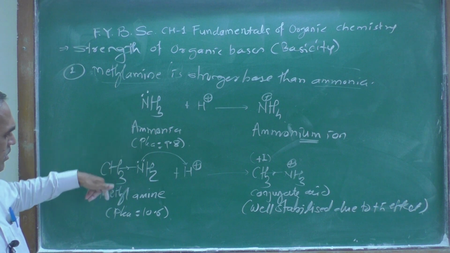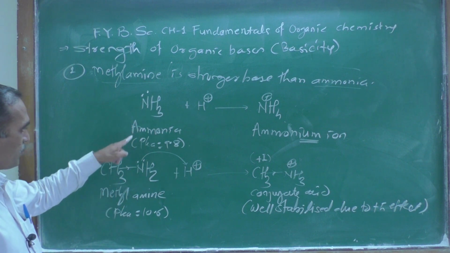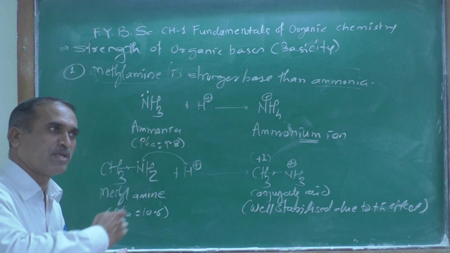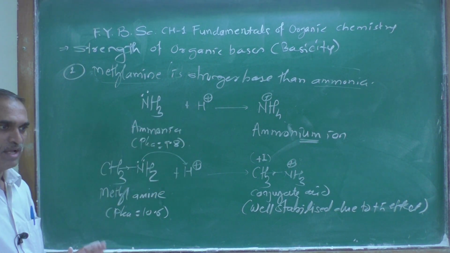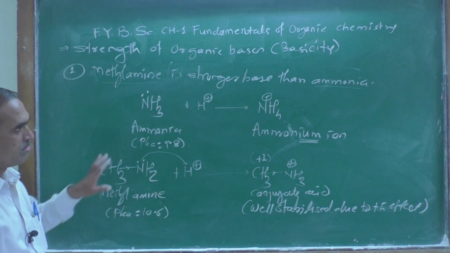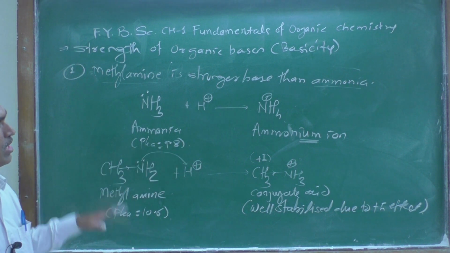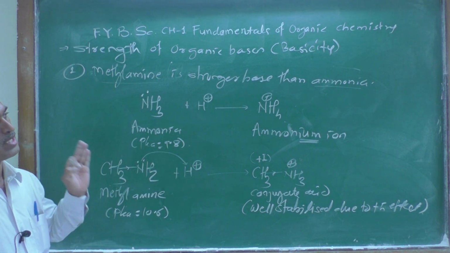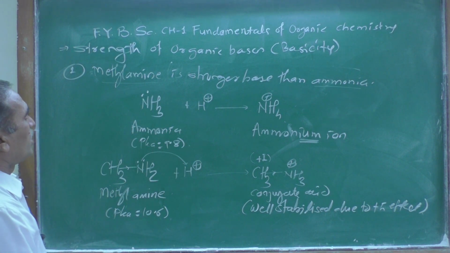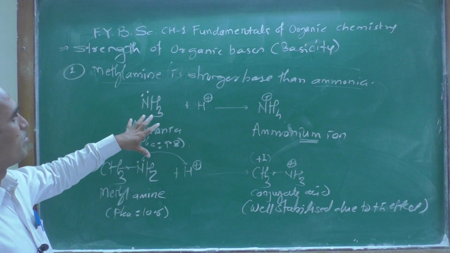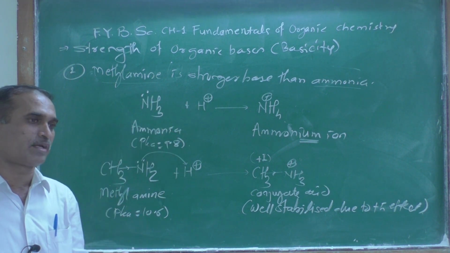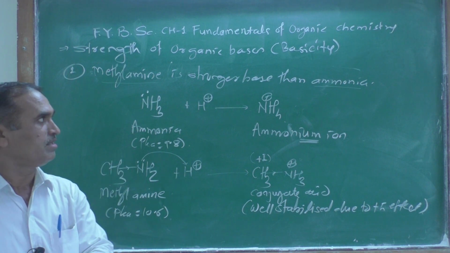And here methylamine is stronger. If you compare the pK value, what I said, if the pK value increases, basicity goes on increasing and acidity goes on decreasing, remember. Therefore methylamine is basic, and all alkylamines are stronger than ammonia. All alkylamines means which? Primary, secondary and tertiary.